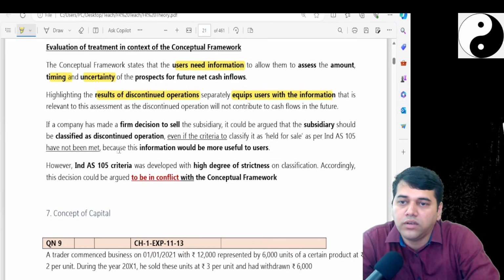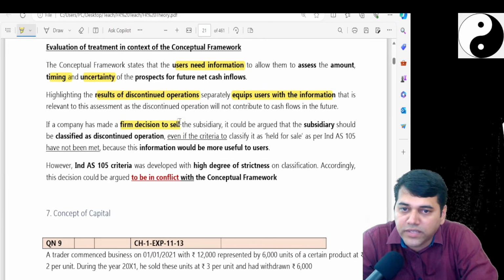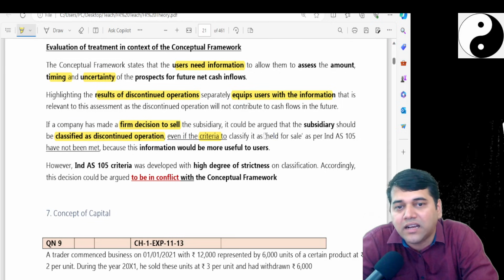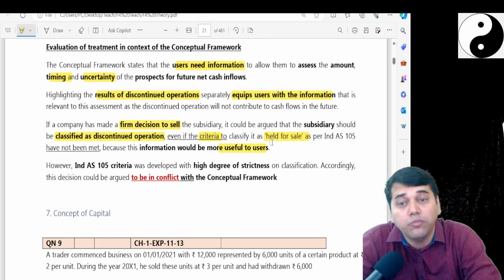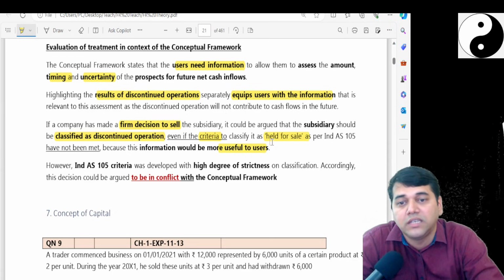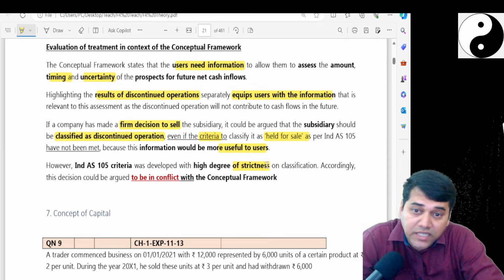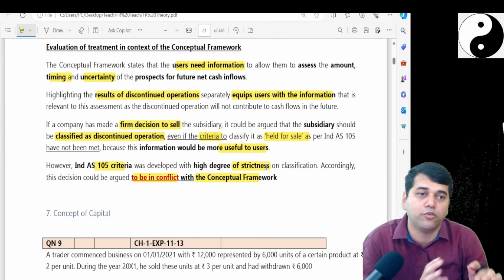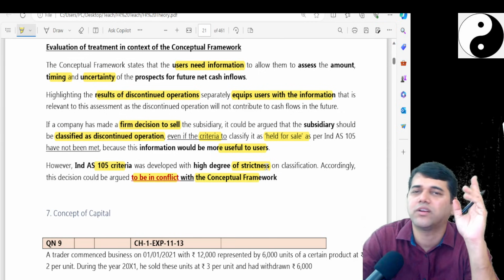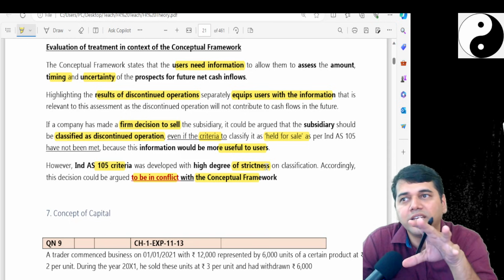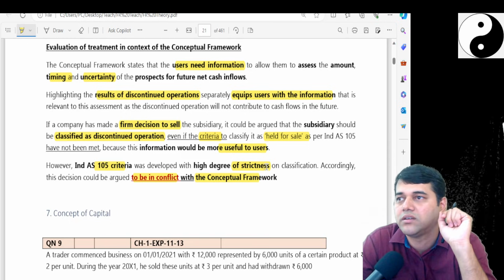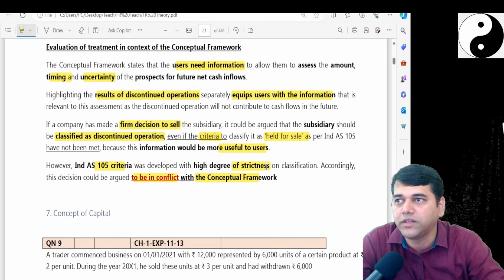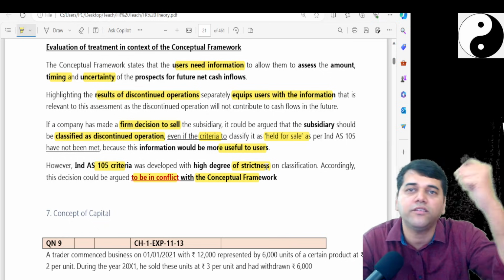So now, if a firm has made a decision to sell the subsidiary, the subsidiary should be classified as discontinued even if your held for sale criteria have not been met, because that will be more useful information to the investors. That's why there is a higher strictness in 105, which is in conflict with the conceptual framework. The conceptual framework says that, look Baba, it's like your Ind AS 38 again. Ind AS 38 says don't recognize internally generated goodwill and internally generated intangible assets, because probability and all is difficult. This says that even though low probabilities are there, please recognize.